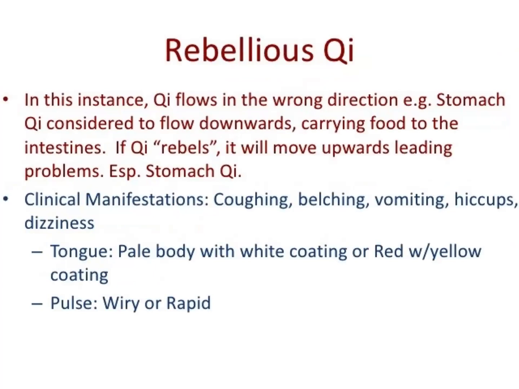Rebellious qi. In this instance, qi flows in the wrong direction. For example, stomach qi is considered to flow downwards, carrying food to the intestines. If qi rebels, it will move upwards, leading to problems, especially stomach qi. Clinical manifestations are coughing, belching, vomiting, hiccups, and dizziness. Tongue has pale body with white coating or red with yellow coating. The pulse is wiry or rapid.